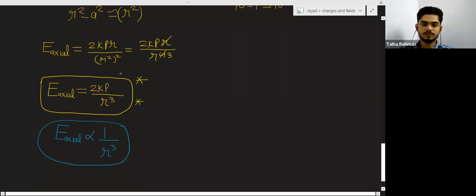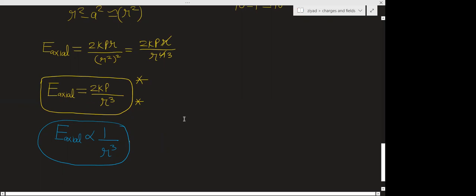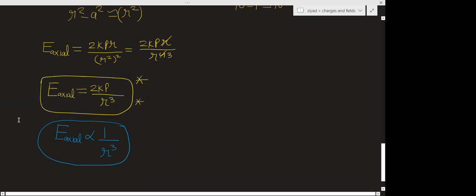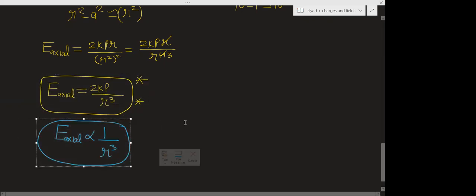So this equation is for what? The one in blue? No, the one below. This one, na? Yes, sir. Okay.